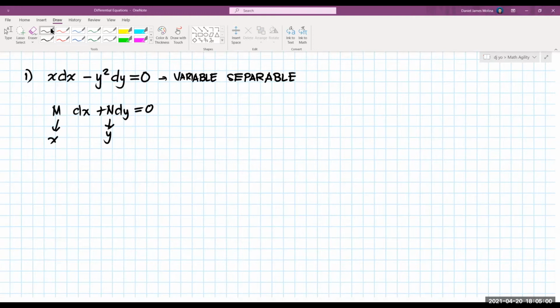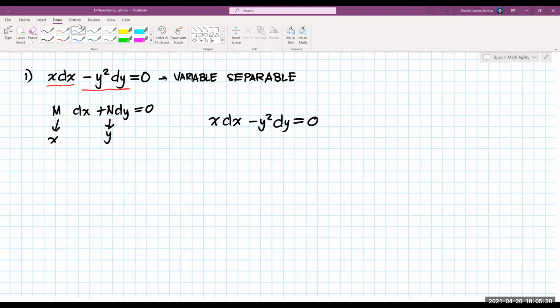Okay, so once you have separated the two variables, that is by pairing the variables into its differential, which is already done in this problem. As you can see, we have x paired with dx and negative y squared paired with dy. So the variables are already separated. So to solve for this equation, if I'll just write it here, we have x dx minus y squared dy is equal to 0.